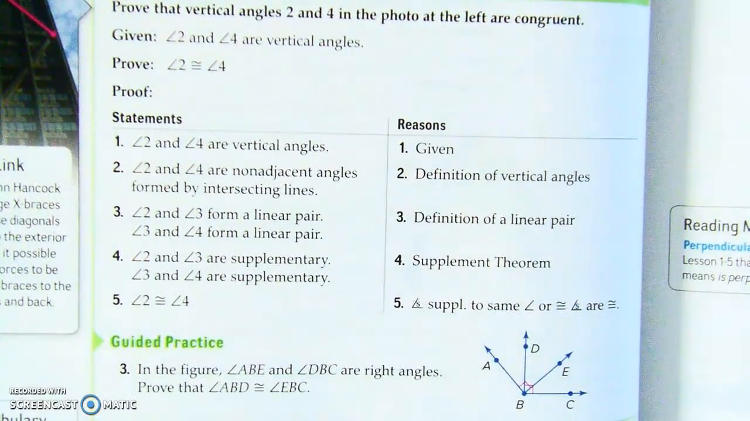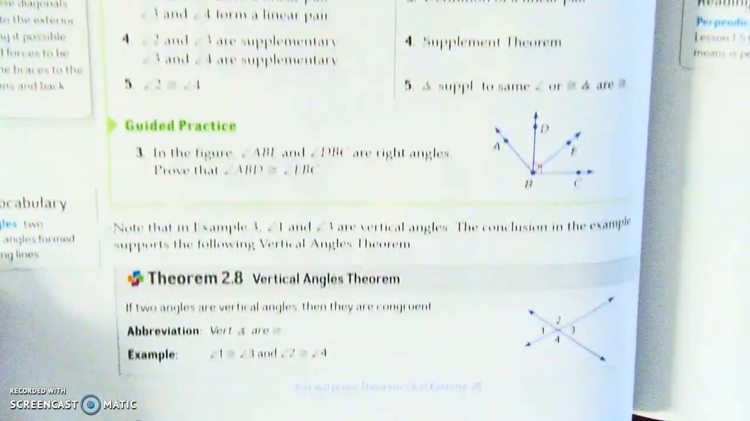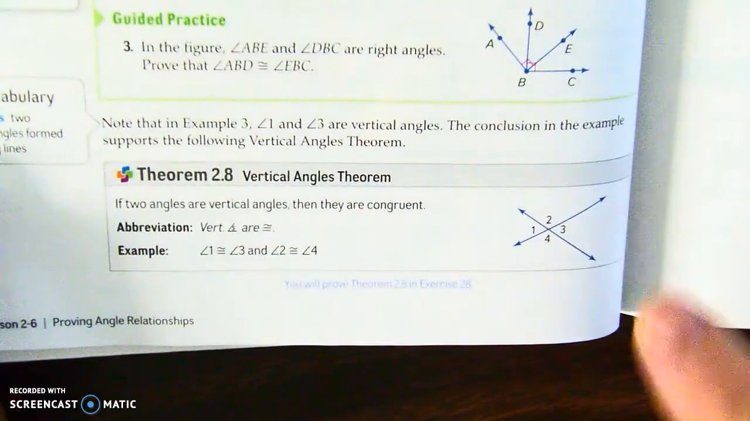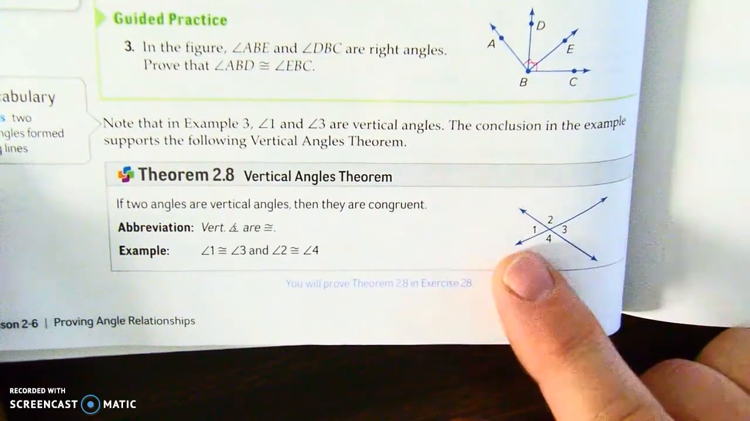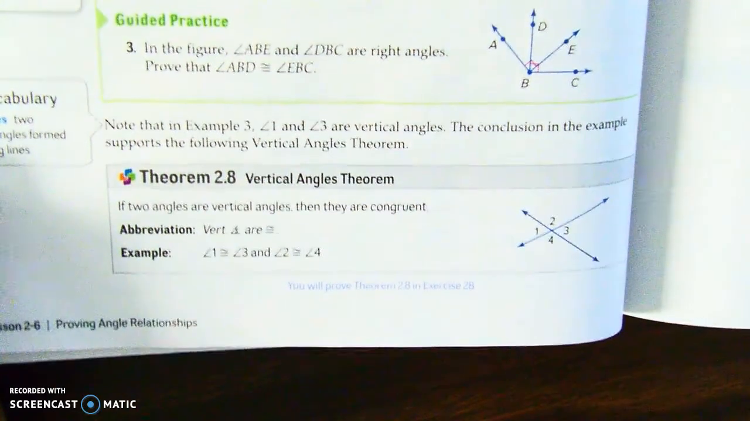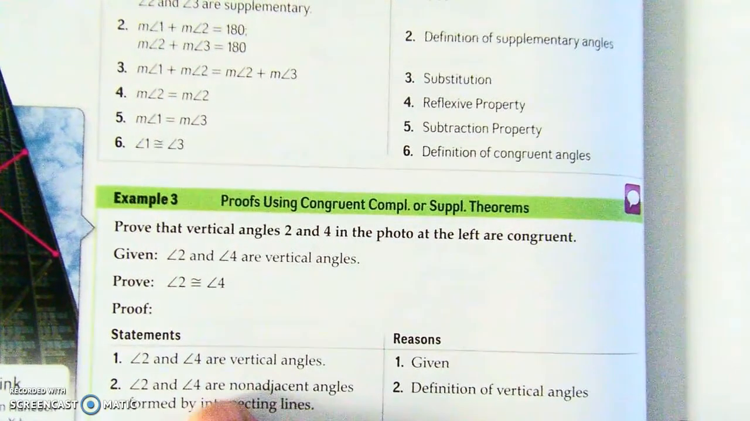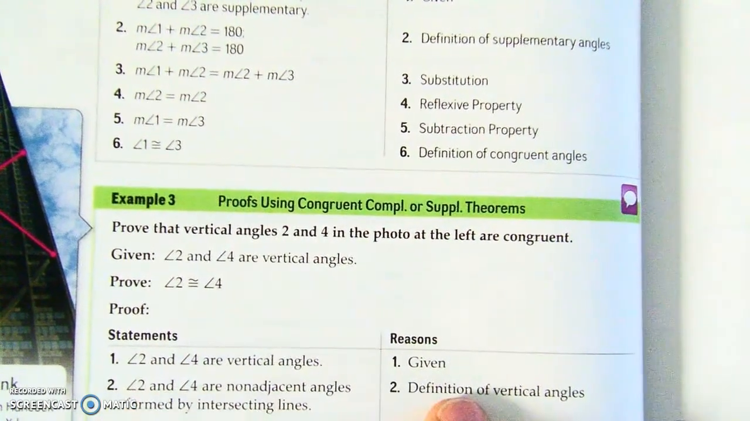Remember, vertical angles are the ones that are on opposite sides of each other. And I'm going to go down here again, at the bottom of this page, to the vertical angles theorem, where angle 1 and angle 3 are equal, or congruent, to each other, and angle 2 and 4 are. Okay? So, with that being said, we can go through this, and we give our given information.